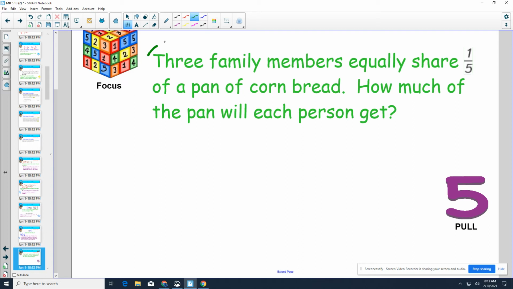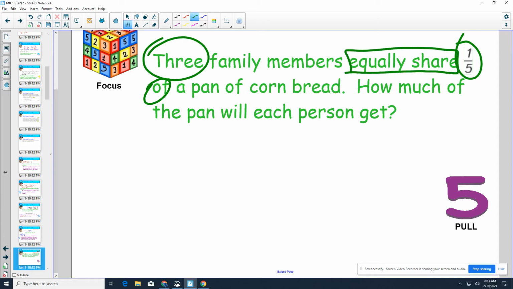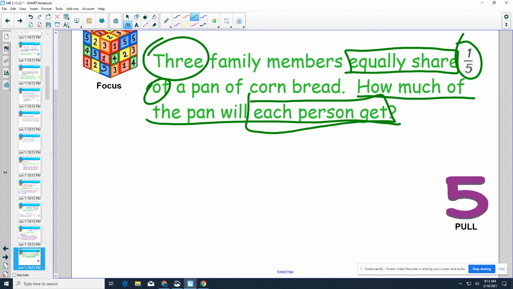So I see there's 3 family members, so that's the number. 1/5 of, and it says equally share. So equally share tells me I'm going to be dividing. And then also I see how much will each person get. So each person get also is good words to help me understand that I'm dividing. Now I have to ask myself, am I dividing up 3 family members or am I dividing up the 1/5 pan of cornbread? Well, I know you can't really divide up family members. They're sharing the cornbread. So I would say for my number model, 1/5 divided by 3.